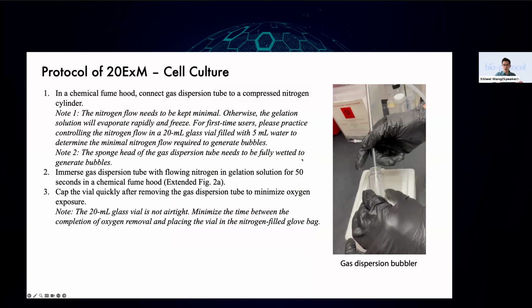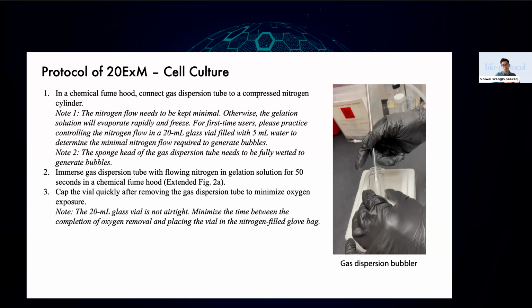So once all the glove bag stuff is set up, you're ready to remove the oxygen from the generation solution. So you want to do this in a chemical hood and connect your gas dispersion bubbler to a nitrogen source. And the nitrogen flow actually needs to be minimal, like just so you can barely hear the sound when you hold it next to your ear is sufficient. You don't want more than that because that will cause evaporation. The generation solution might freeze.